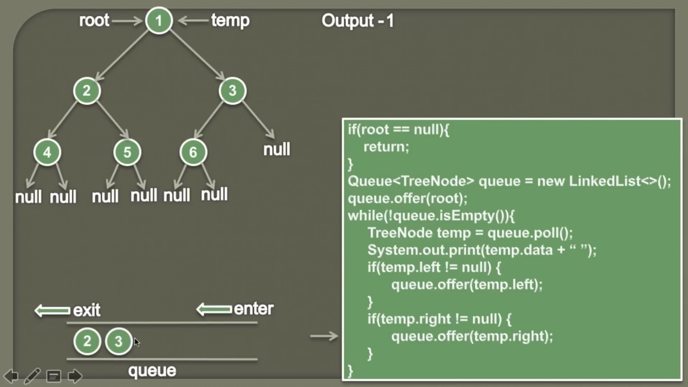So now node 3 is also on the queue. Moving ahead. Now in the while loop we check whether queue is empty or not. So currently queue has 2 nodes, therefore it's not empty. So the condition in while block comes out to be true.